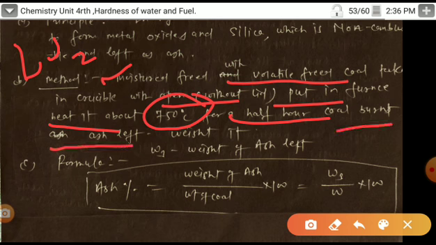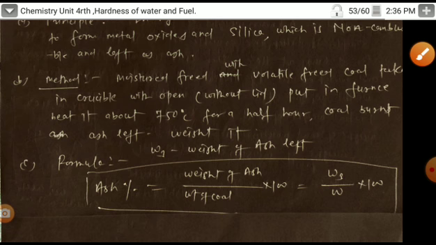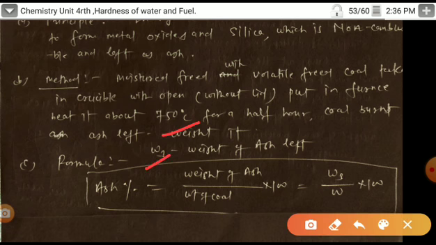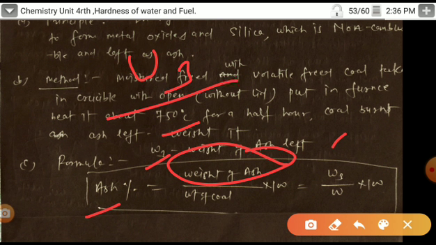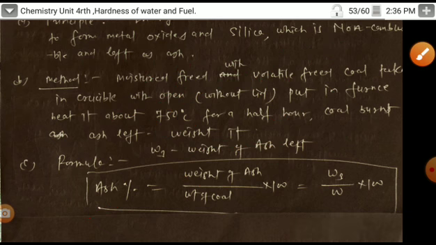The coal is completely burnt and ash will be left. Then weigh it accurately. W3 is the weight of the ash left. Then what is the percentage value of the ash? Simply calculate it: the weight of the ash remaining in the crucible, that is W3, divided by W, multiplied by 100. Then it comes out as the percentage of ash substance in the coal.